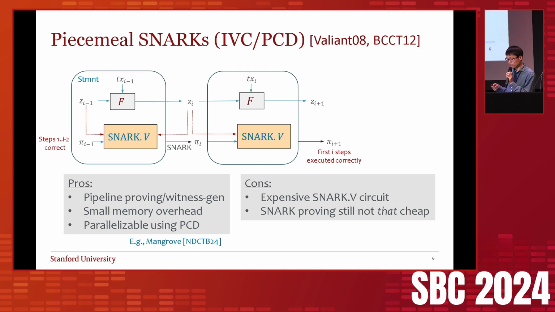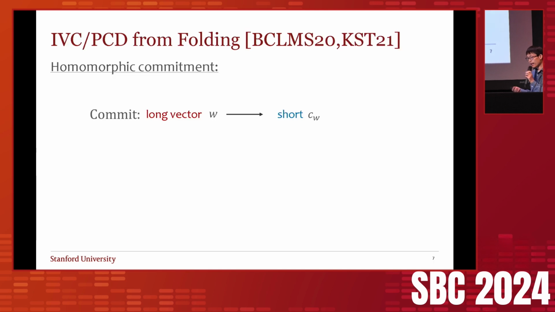And so the question is whether we can have an alternative way to build an IVC or PCD. The answer is definitely yes, and this was actually answered by other researchers several years ago. Around 2020 and 2021, two research groups figured out that we can build an IVC or PCD without relying on SNARKs, but purely from a weaker primitive called folding schemes, which makes use of another crypto primitive, which I would call homomorphic binding commitment.